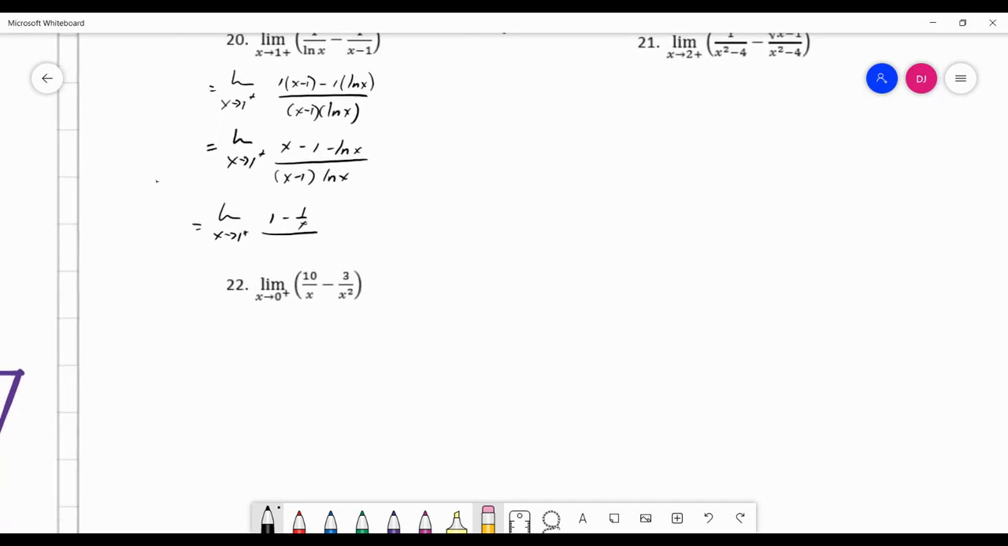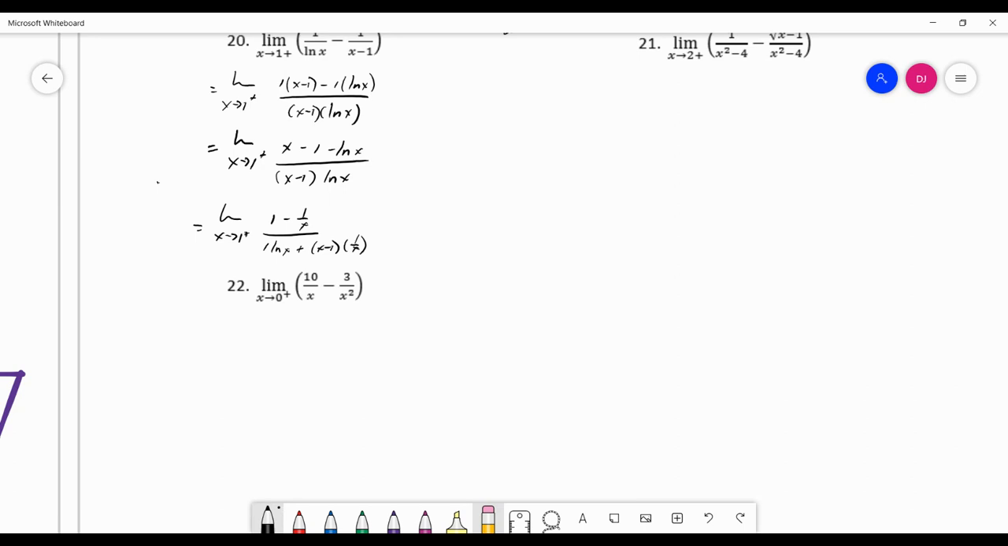And on the bottom, notice that we have a product rule. So it's the derivative of the first. The derivative of x minus 1 is 1 times the natural log of x plus x minus 1 times the derivative of the natural log of x, which is 1 over x.